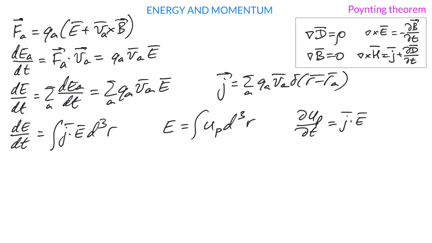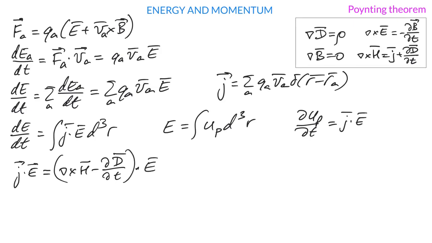So now let's work with this J dot E and try to express it in terms of something that will represent the corresponding energy change of the energy density of the electromagnetic field. So we need to start with J dot E and substitute the current from Maxwell's equations. Then we'll find an expression that only contains the field variables. So here we have curl of H minus dD by dt dotted with E.